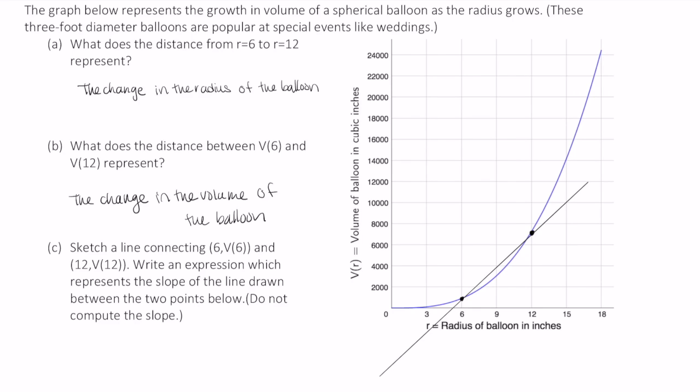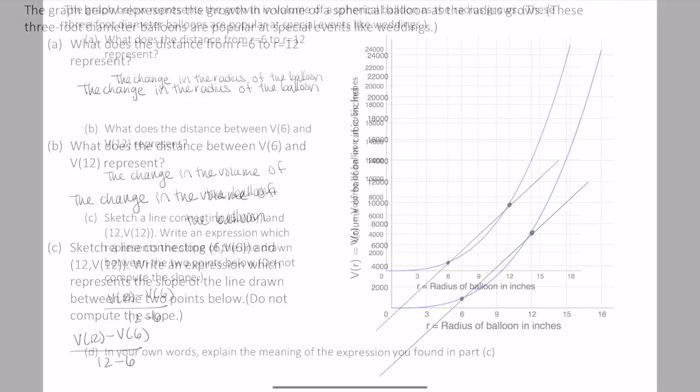Now that your line is sketched, let's write an expression that represents the slope of the line drawn between the 2 points, and we do not need to compute the slope. So that is (V of 12 minus V of 6) divided by (12 minus 6). So I'm just going to leave that as is and not simplify it any further.